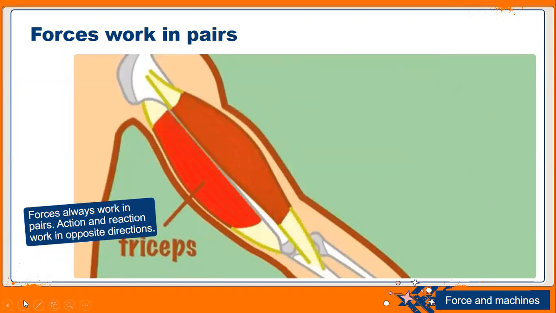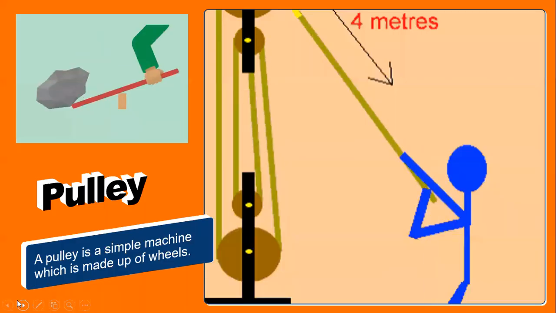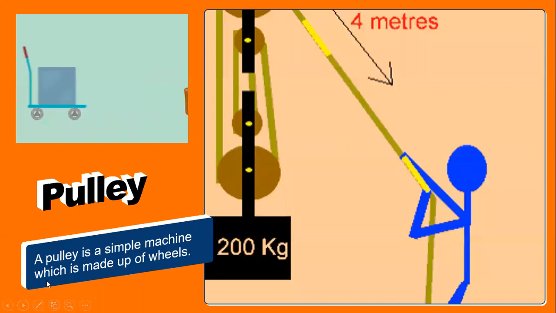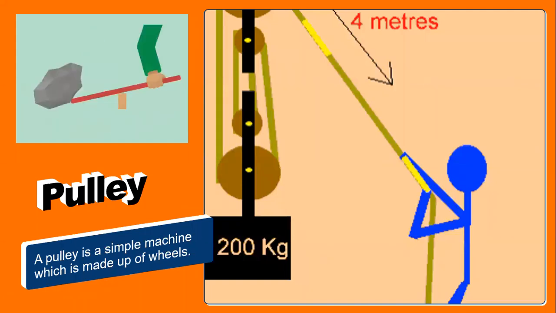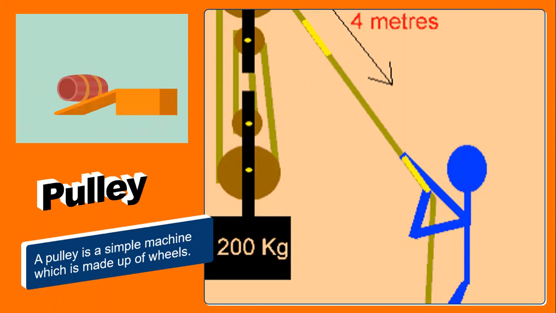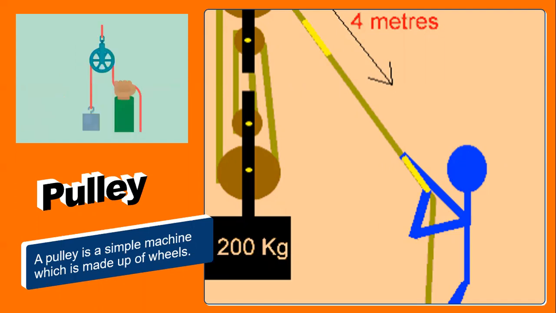Pulley. A pulley is a simple machine which is made up of wheels. The wheel of a pulley turns on an axle. There is a groove around the rim of the pulley which holds a rope. When the rope is pulled, the pulley lifts the heavy load.